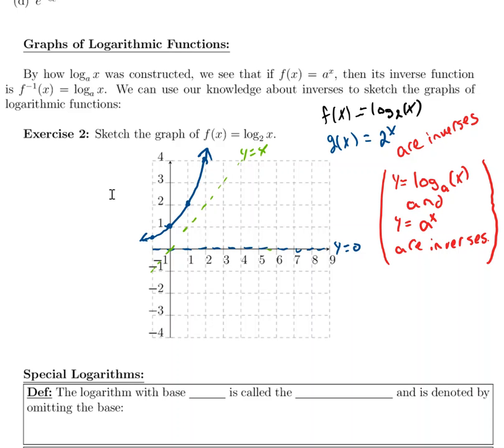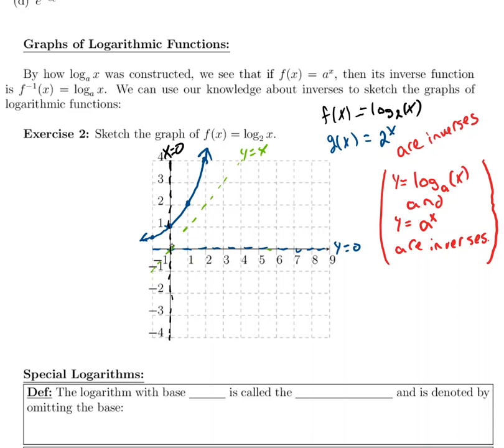swap x and y as far as your asymptotes go. So if I want to get log base 2 of x, knowing that this is the graph of 2 to the x, y is equal to 0 as an asymptote, switching x and y becomes x is equal to 0 as an asymptote. So my logarithm is going to have an asymptote at x is equal to 0.